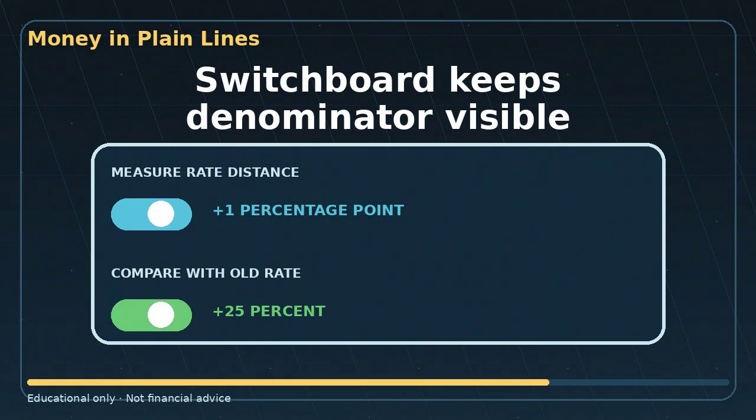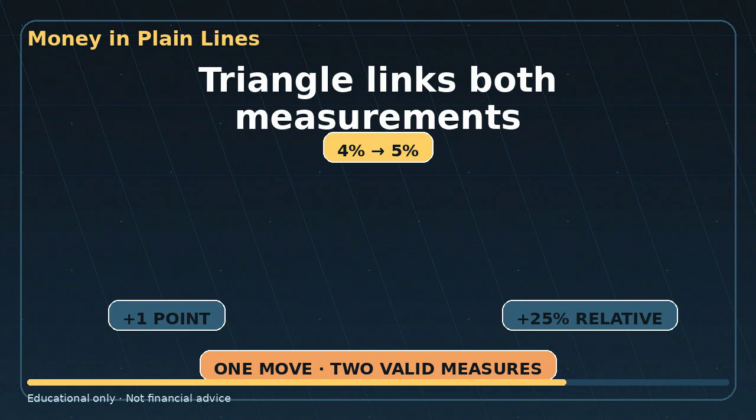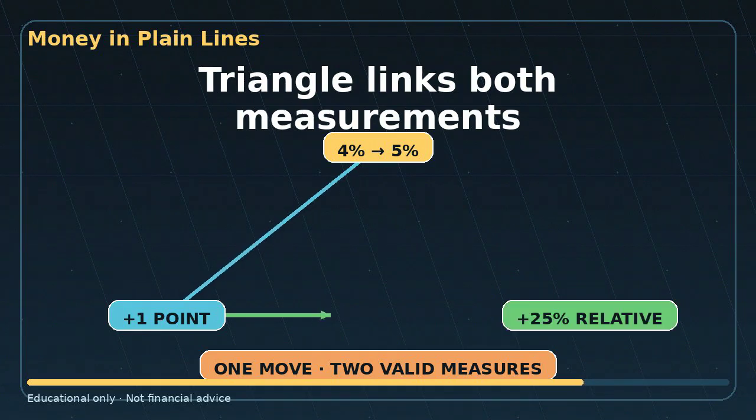The translation triangle closes the lesson. Its first corner shows 4% moving to 5%. Its second corner translates that move into a 1 percentage point gap. Its third corner translates the same move into a 25% relative increase. Every edge remains visible, so no label is mistaken for a new event.